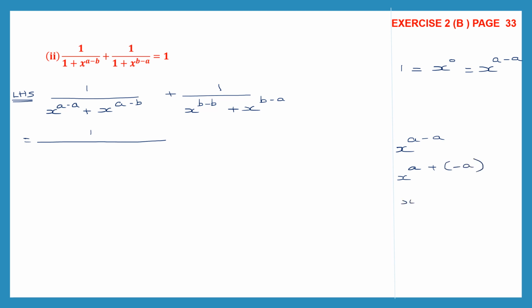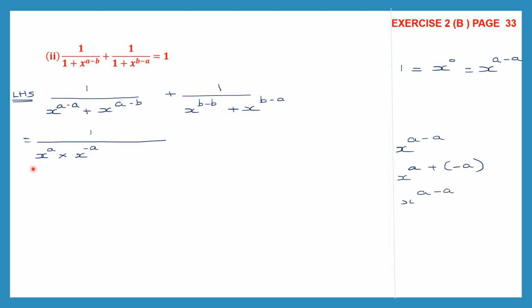Which is equal to x to the power of a minus a. It's the same thing. So what I'm trying to say is, if the base is the same, we add up powers, isn't it? So let's make the base the same. So instead of writing x to the power of a minus a, I'm going to write x to the power of a into x to the power of minus a. Here the powers are the same. The base is the same, so I can add up the powers. So when I add up the powers, I will still get a minus a.